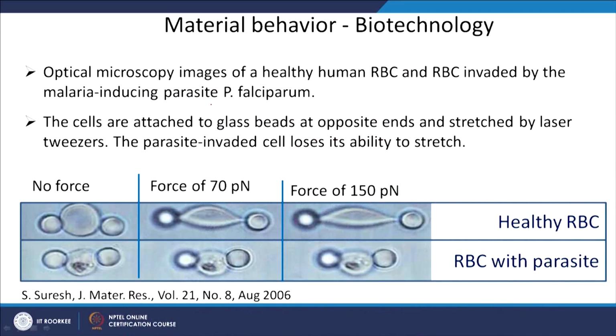But if it is infected by this malaria inducing parasite P. falciparum, then you see that it has become hard. And in the bottom figures, these three figures, if you see, the cell is now hard, again these two tweezers are there, they are trying to stretch it, but they are not able to stretch it. So, this one is infected with a parasite and the top one is not infected with parasite. So, it has elasticity. So, you can understand that just by infection the cell behavior has changed.